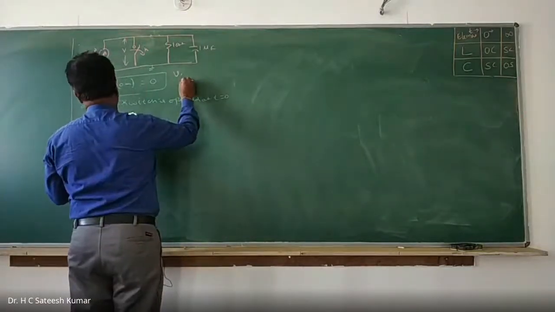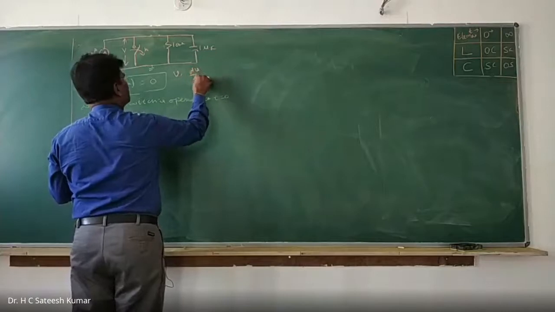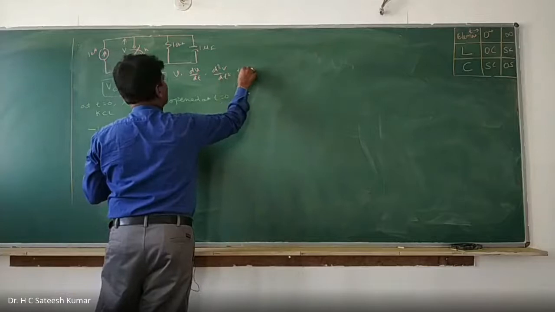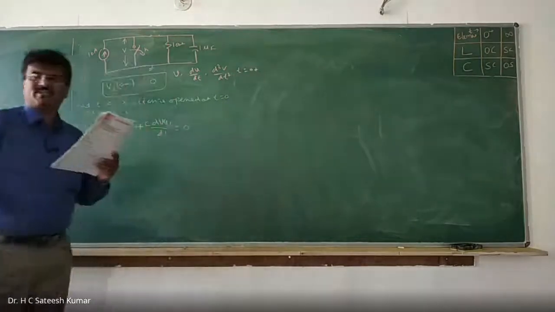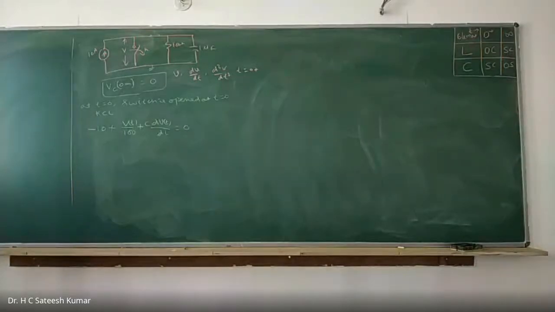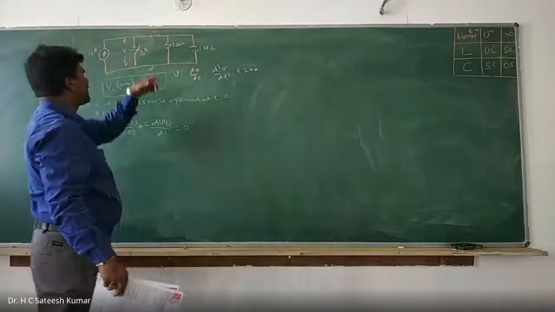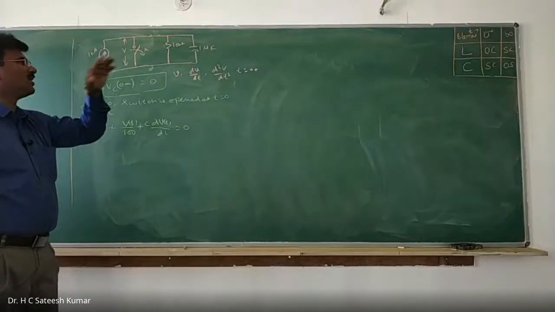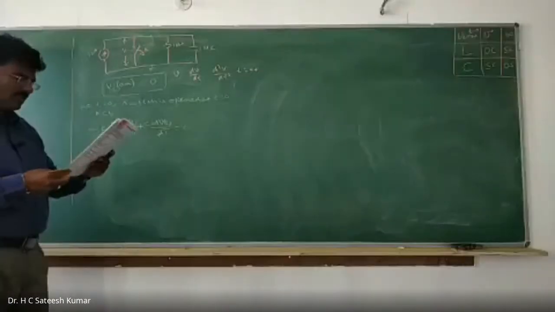Find the values of V, dV/dt, d squared V/dt squared at t equal to 0 plus. That means whenever there is a parallel circuit, they ask for V, dV/dt, d squared V/dt squared at t equal to 0 plus. For a series circuit, we need to find i(0+), di/dt at 0 plus, and d squared i/dt squared at 0 plus. So since it is a parallel circuit, they are asking for V, dV/dt, d squared V/dt squared at t equal to 0 plus.